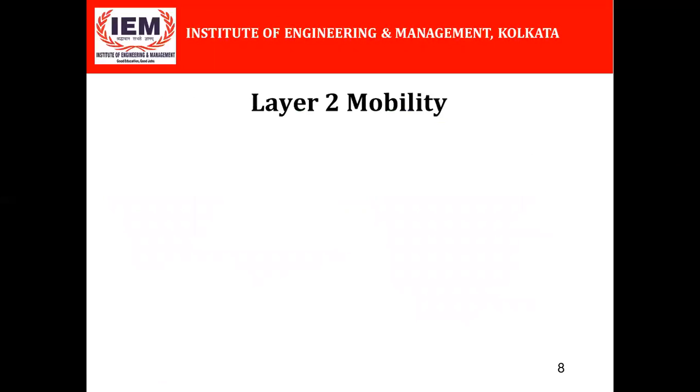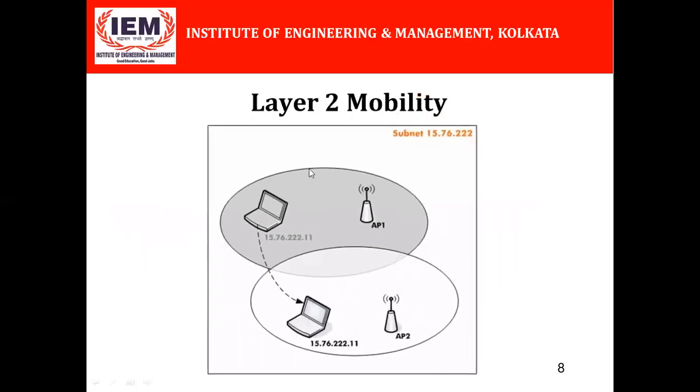First, layer 2 mobility. Say this is the structure. One subnet address, I am taking only the first 3 bytes. That means the masking bits depend upon 24 bits. Now there is one access point and another access point. That means under this layer 2, there are two access points. From one access point to the other access point, our device can move.